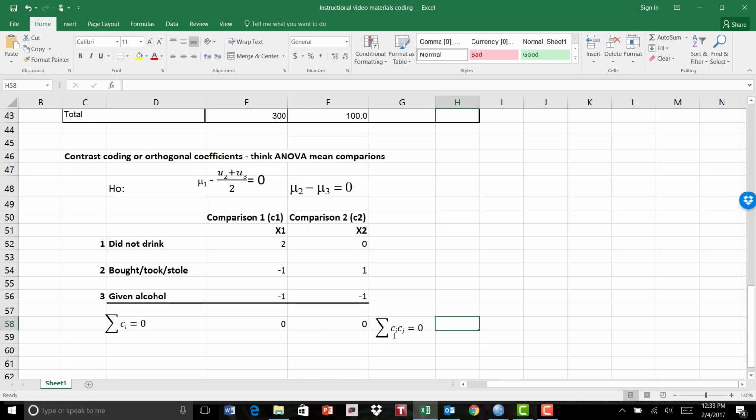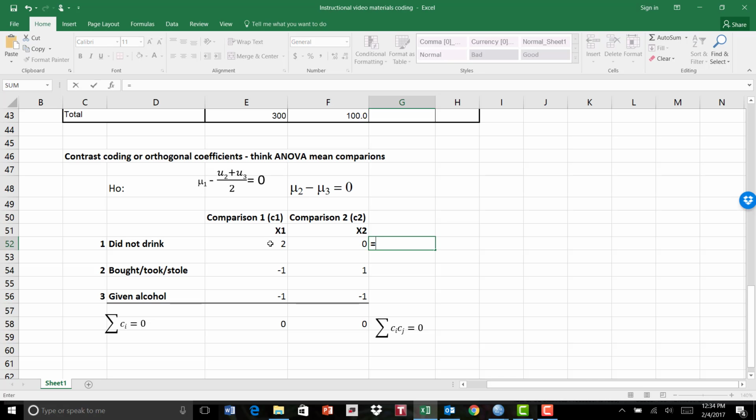Second rule to construct orthogonal polynomials is that the sum of the CiCj equals zero. So this means the sum of the cross products, all pairwise. We only have three levels, so we only have one cross product. But if you had three comparisons, so you had four levels, you'd have more. So we could just do this.